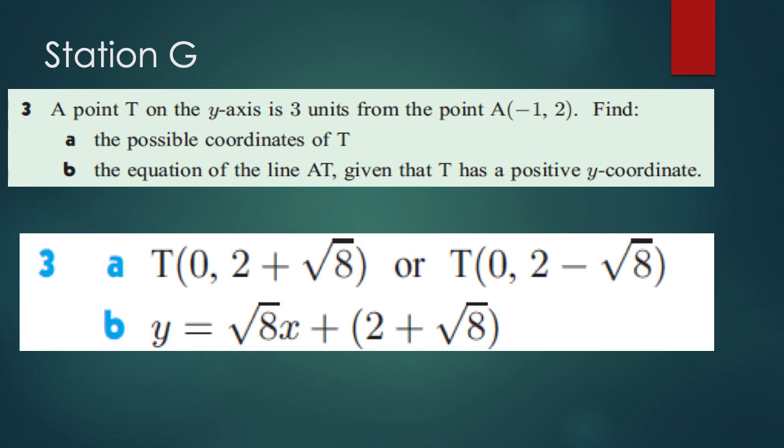And so with that distance formula, you get 2 plus or minus the square root of 8, depending on which way you were looking for it. Because we're told that the y coordinate is positive, we are going to use the 2 plus the square root of 8, and then you're going to plug that in, using point A, to find the equation.